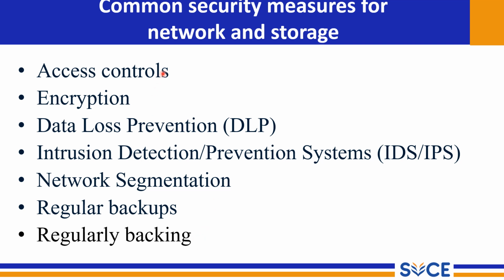First, what is meant by access control? Access control is defined as implementing user authentication and authorization mechanisms to restrict who can access the data on the network and storage devices. What about encryption? It is applied both in transit across the network and at rest on storage devices to protect against unauthorized access, even if the data is intercepted.